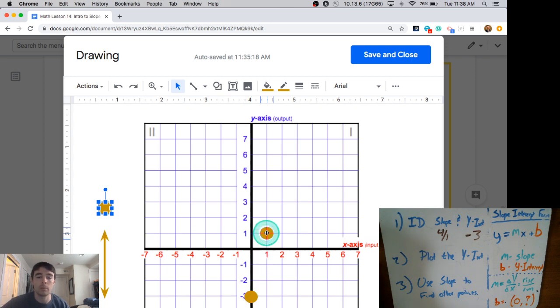I'm going to plot one more point. I'm going to go up by 4 units, and I'm also going to move right by 1 unit. And we see now that straight line form coming together.